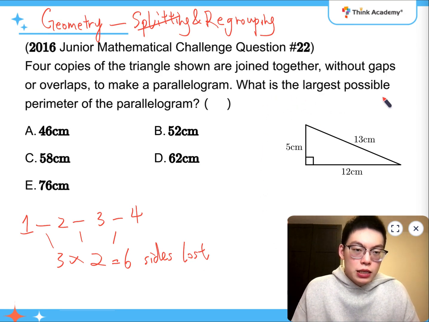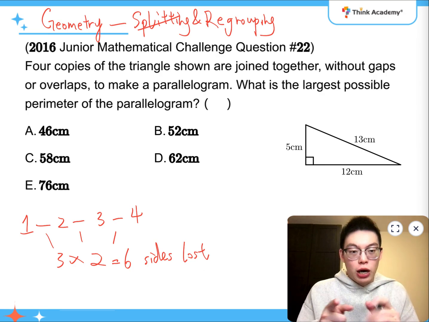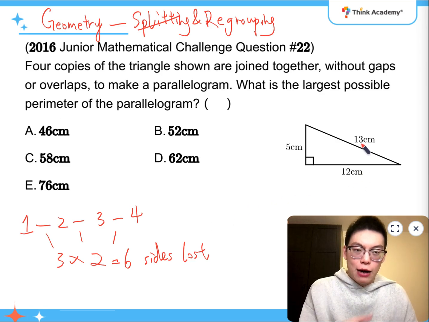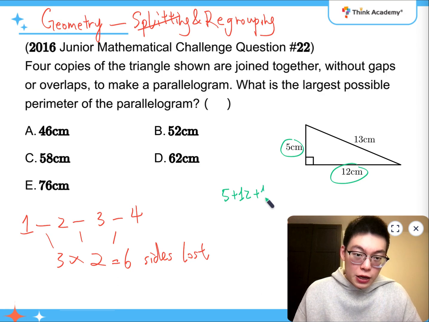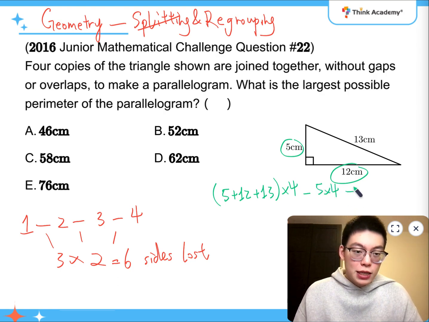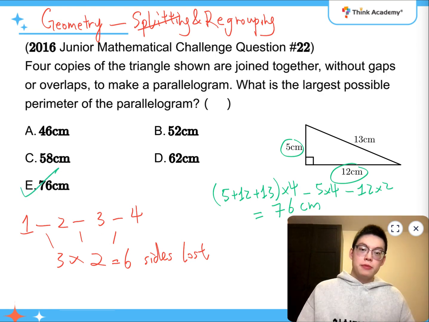And to make the largest possible perimeter, I want the shortest sides to be lost. So I'm just picking 6 shortest sides out of all these 4 triangles. So of course I'm taking away 4 of the 5s and 2 of the 12s. So altogether I have 5 adding 12 adding 13 times 4, that's 120. Take away 5 times 4, so that's 100. Take away 12 times 2, that's 76. All right, so the answer is 76.